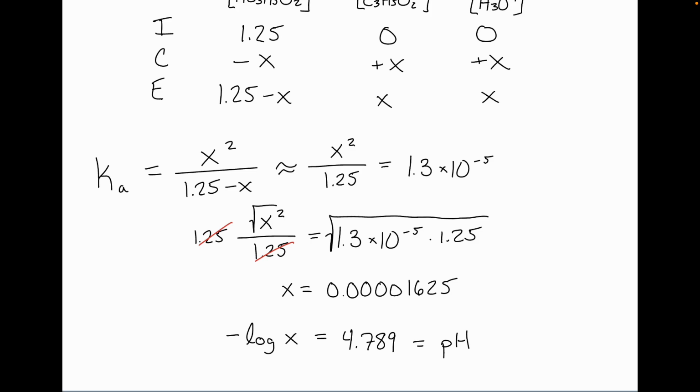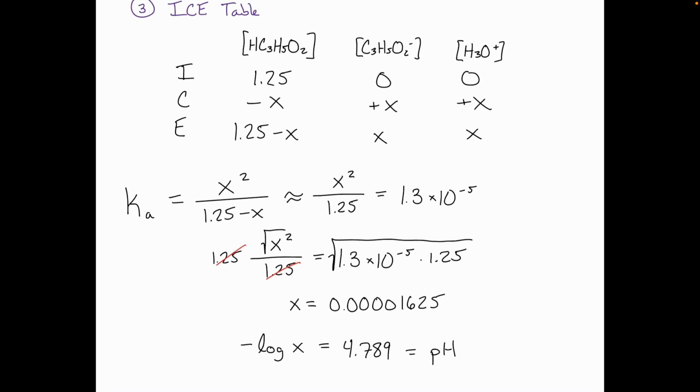What's up? This one right here? Yep, because I took the negative log of x. Yeah, so if we look at our table here, this row tells us what all of our concentrations are. So x is the concentration of hydronium ions at equilibrium. That's why, for my pH, pH equals the negative log of the concentration of hydronium ions. That's why I'm going to take the negative log of x to get my pH.